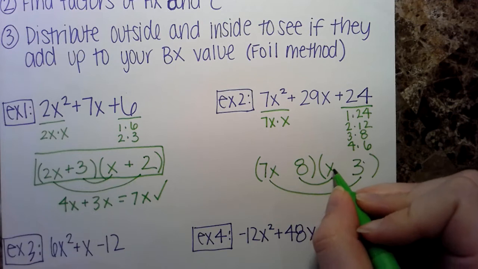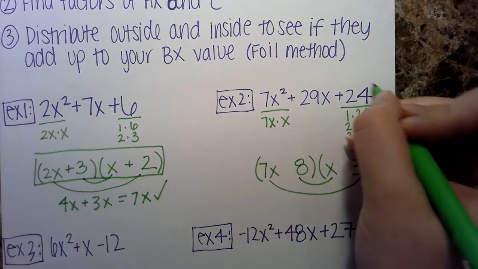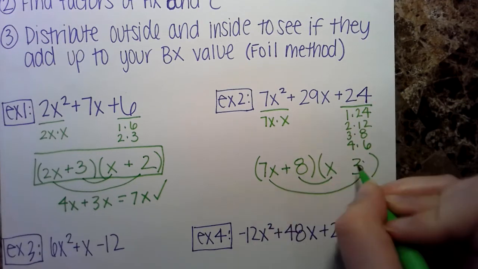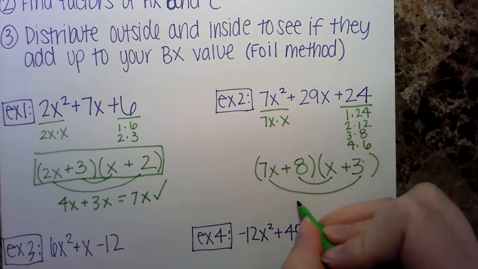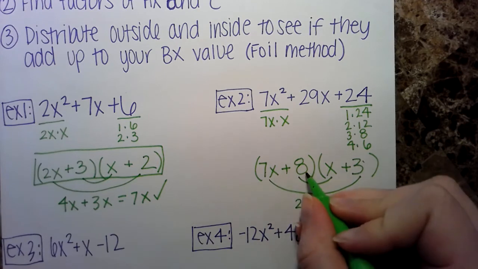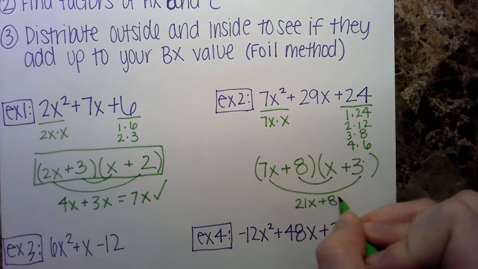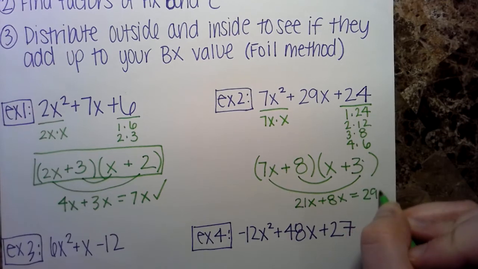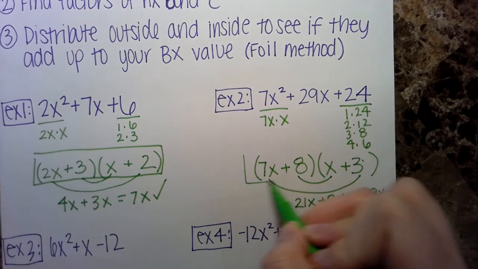8 times x is going to give me 8x. I need it to be a positive 29, so I need them to add up. So I have 7x times 3, which is 21x, plus 8x does give me 29x. So this would be my final answer.